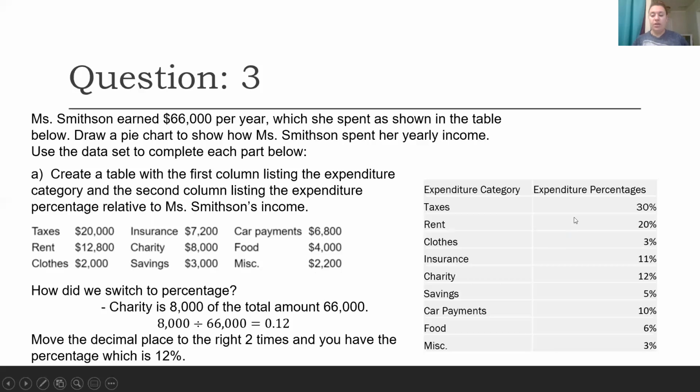So now if you go over here, taxes was 30%, rent was 20%, clothes was 3%, insurance is 11%, charity was 12%, savings is 5%, car payments 10%, food 6%, and miscellaneous is 3%. And by looking at the expenditure category and the expenditure cost, you can see that the least amount of her cost was her clothes and her miscellaneous, because they were only 3% of the amount of money she had.